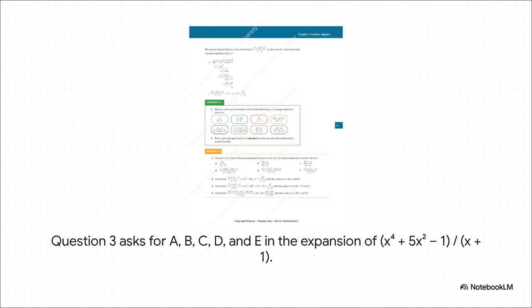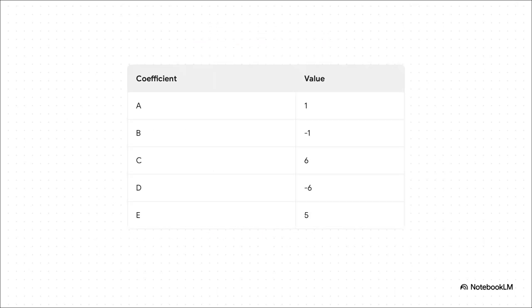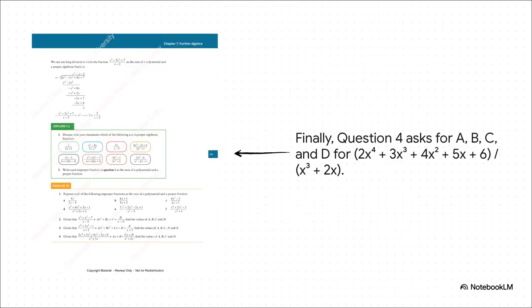No new tricks needed. So, after you crank the handle on the long division machine for this one, you get x cubed minus x squared plus 6x minus 6, and you're left with a remainder of 5. Then you just match them up to the form they gave you to find a, b, c, d, and e. Same game, just a slightly bigger polynomial. Okay, last one, question 4.